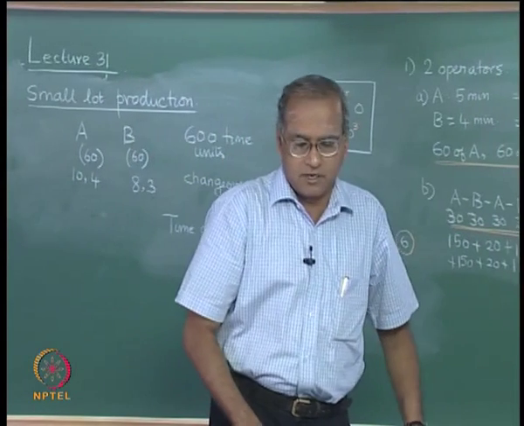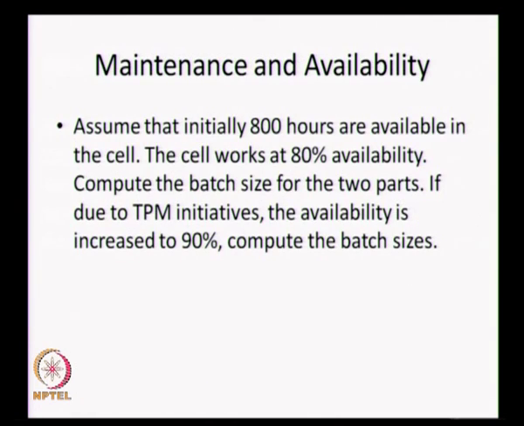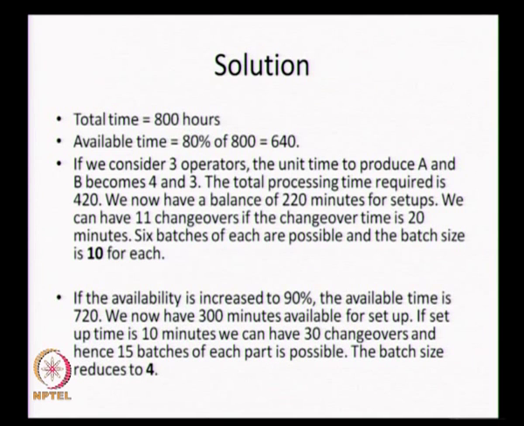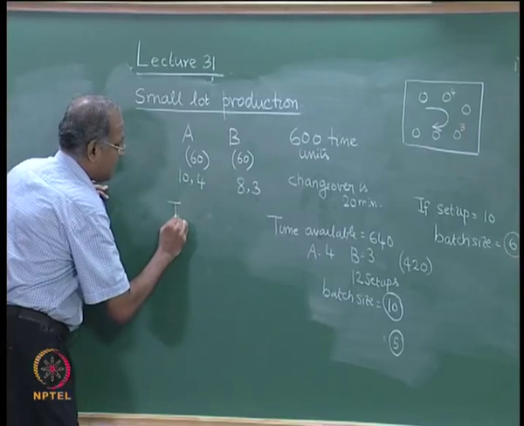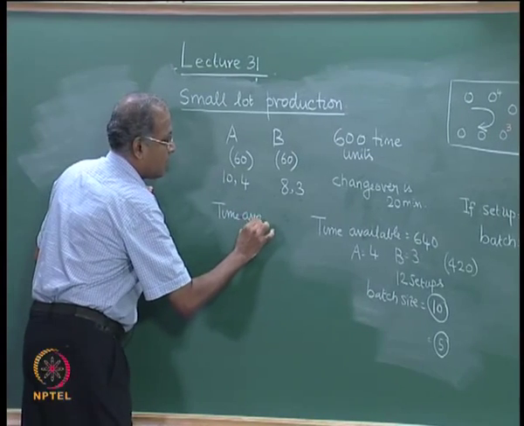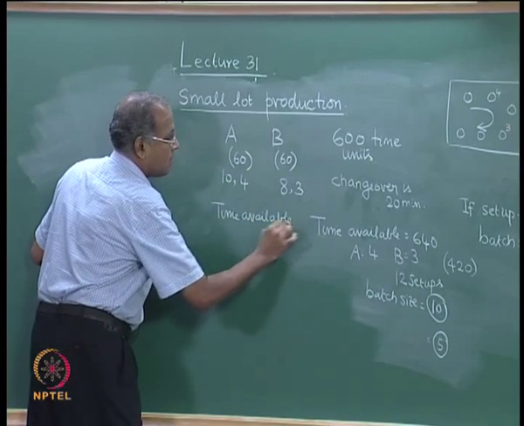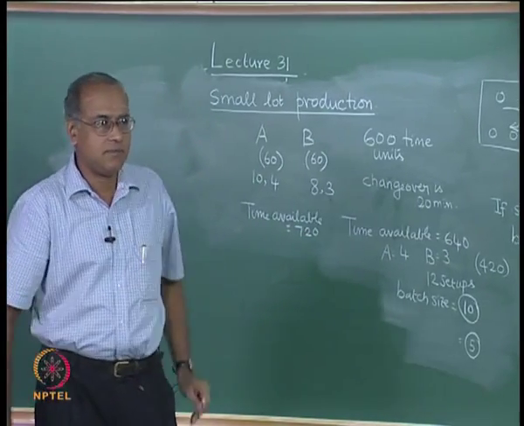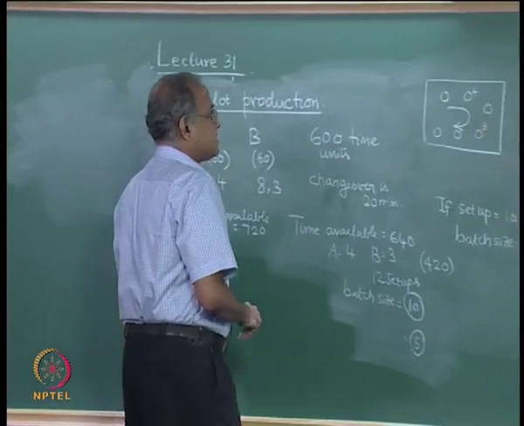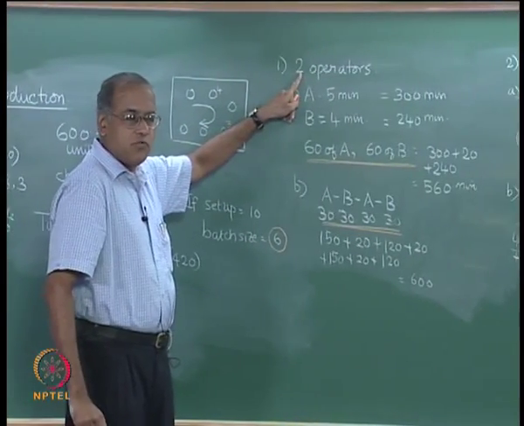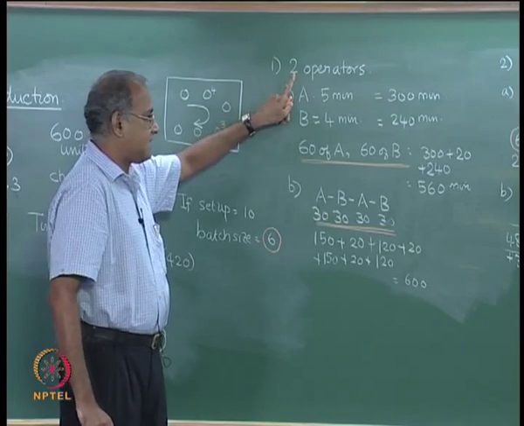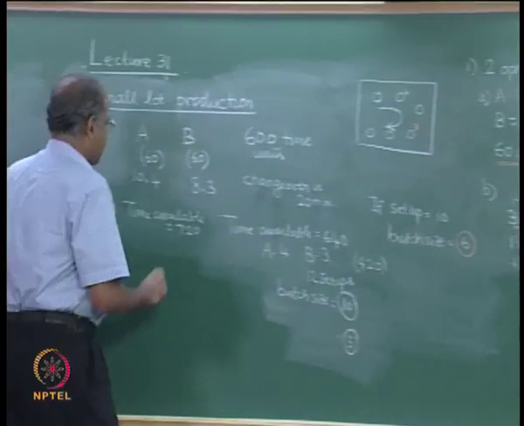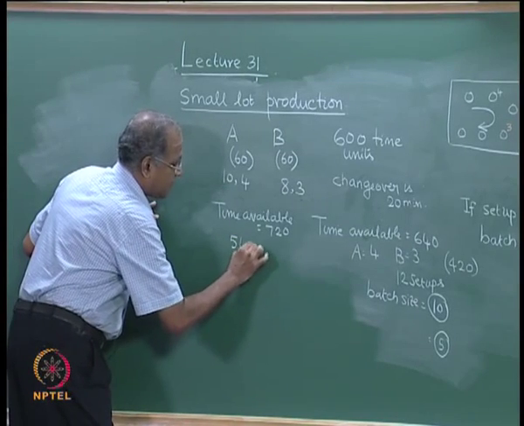We have another aspect to this problem which says that due to TPM initiatives the availability increased to 90%, now compute the batch size. So, when the availability increases to 90%, now time available is equal to 720. So, we have more time available. So, let us go back and see what happens to the 2 operator case, 2 for A and 2 for B. If we take this case, total time required is 540.